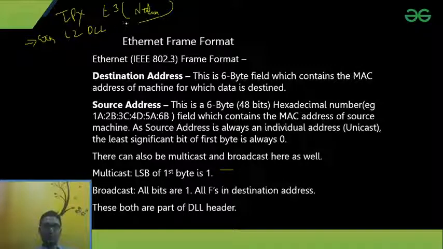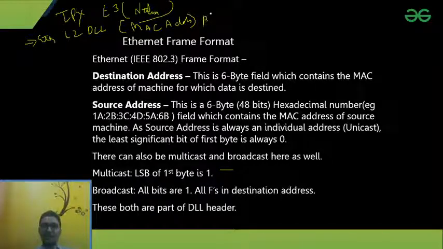So layer 2 is the data link layer, and here we deal with MAC addresses. MAC addresses are physical addresses. And what was the network address? Network was the IP address, and it was a logical address. So MAC addresses are used here because it is a concept of the physical layer. And how is MAC helpful?